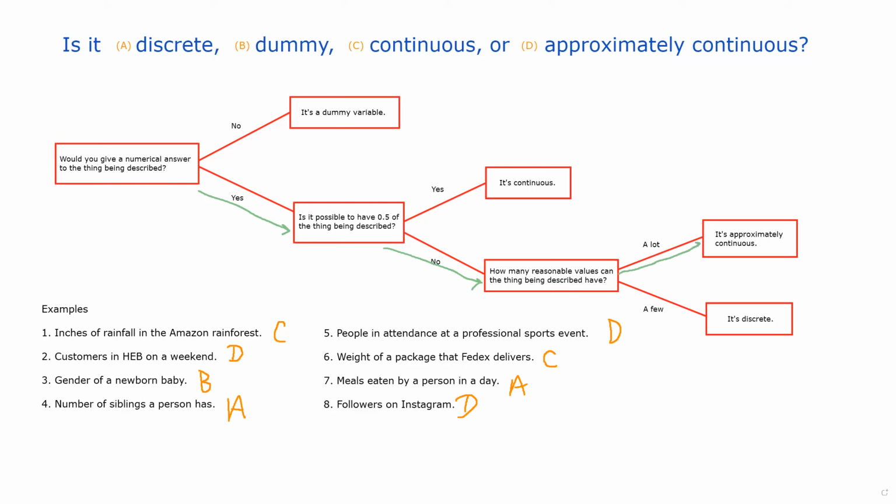Okay, weight of gold mined in Peru. Was that what it said? Peru. Weight of gold mined in Peru. Okay, so imagine you have weight. Would you measure that numerically? Yeah, of course. You would say 5 pounds, 10 pounds, whatever. Is it possible to have half of the thing being described? Yeah, you could have half a pound. And so for that reason, it is continuous.